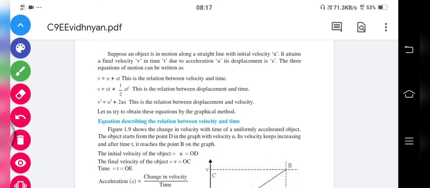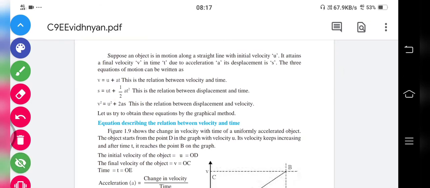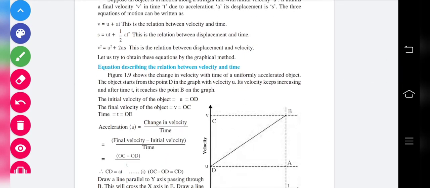So now let's see how these formulas come. In this class we will study how these formulas are derived. So in this class we study how the formula becomes. So yes, just wait.